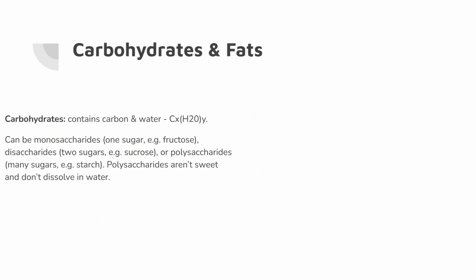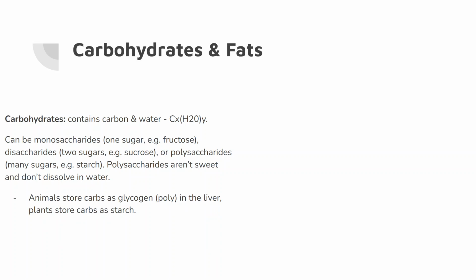You have one sugar. So an example of this is fructose in fruit. You can have disaccharides, which is two sugars. For example, sucrose, which is your normal table sugar, or polysaccharides, which is a lot of sugars bonded together. For example, starch in bread and pasta. The difference between mono and di and poly is that polysaccharides aren't sweet and they don't dissolve in water, whereas fructose and sucrose, they're very sweet and they do dissolve in water.